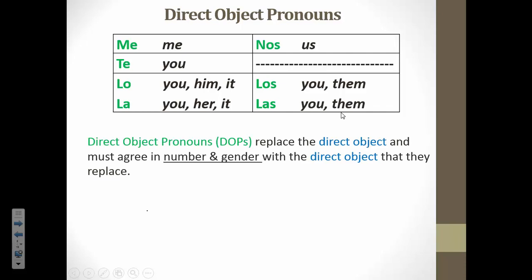Okay, so let's look back up at part B of the video guide and fill that part in here. It's all in this one sentence. So direct object pronouns, or DOPs, you might hear me refer to them as DOPs, replace the direct object and must agree in number and gender with the direct object that they replace. And I'll explain that a little bit more later. Why don't you go ahead and pause and fill in part B.